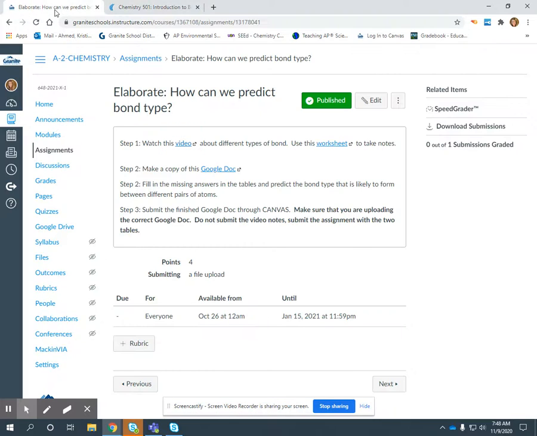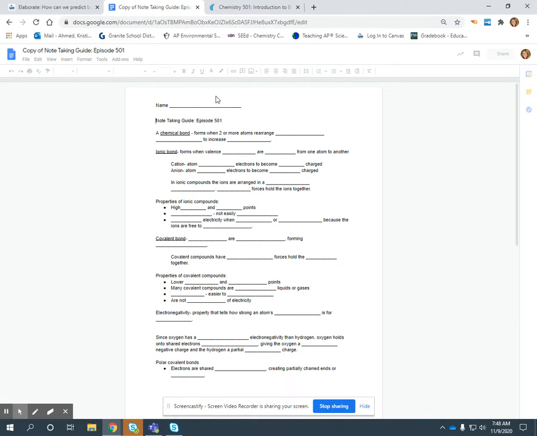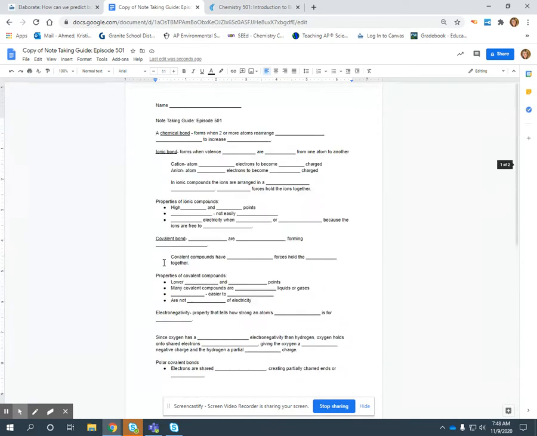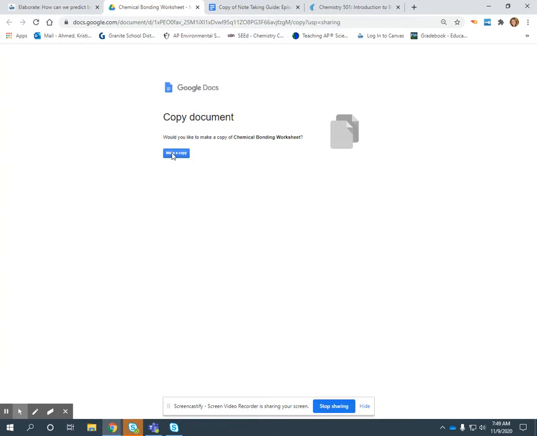But before you start the video, make sure that you download this Google Doc to copy your notes so you can have this in a separate tab. You can fill in the blank for these notes that talk about different types of bonds: ionic, covalent, and metallic bonds. So that is what you're expected to do today. Now, once you've finished the video notes, there is a Google Doc assignment that you guys will be completing.